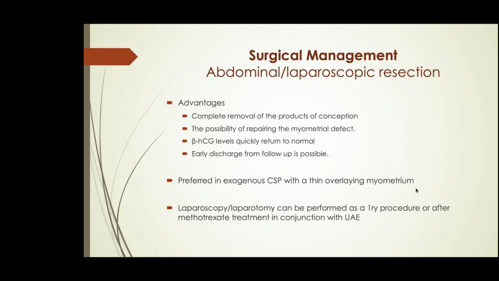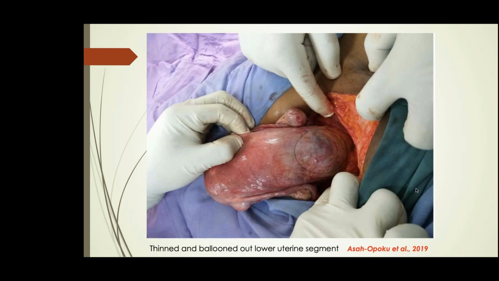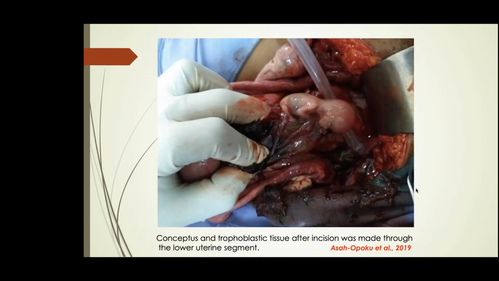As the slide shows here, it can be used as a primary procedure or after methotrexate treatment. So the combination of treatment is always there. You can start by methotrexate, and if it fails, you can move into the surgical approach. As you see from this slide, this is a thinned and ballooned out lower uterine segment due to the presence of cesarean section scar pregnancy. Okay, and the treatment option here was the surgical removal of the scar pregnancy.